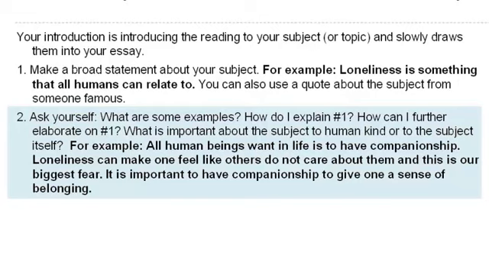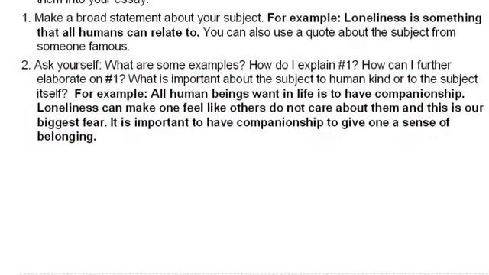So number 1, with the bold sentence, loneliness is something that all humans can relate to, and then I move into elaborating and giving examples and telling why loneliness is so important to humans in that number 2. So then that would be put together.